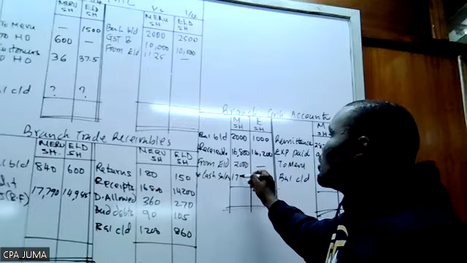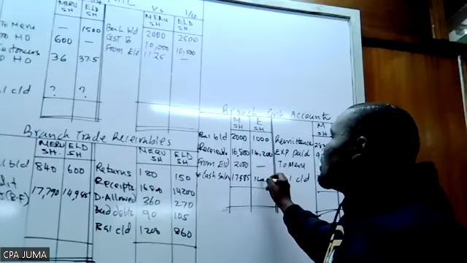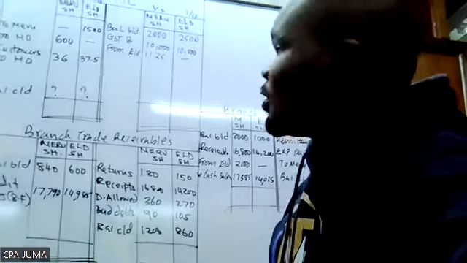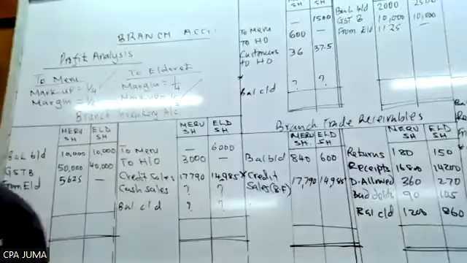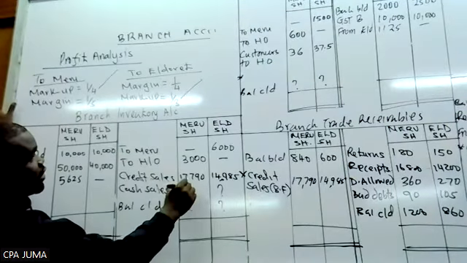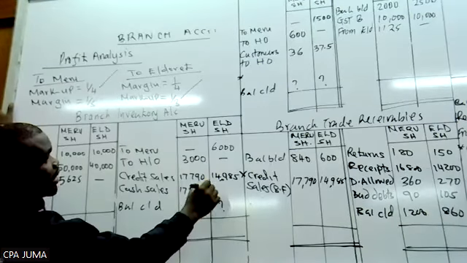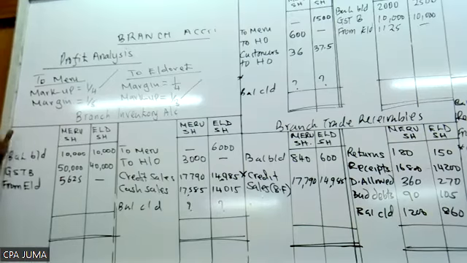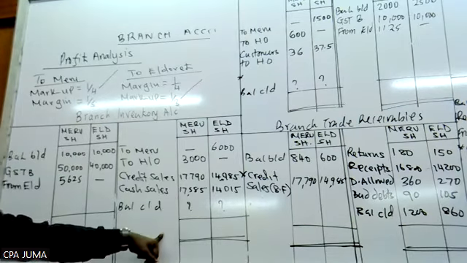17,585, 14,015. So take it to stock account. So cash sales 17,585, then 14,015. Thank you. Now, can you close for me inventory account? Give me the balance carried down.